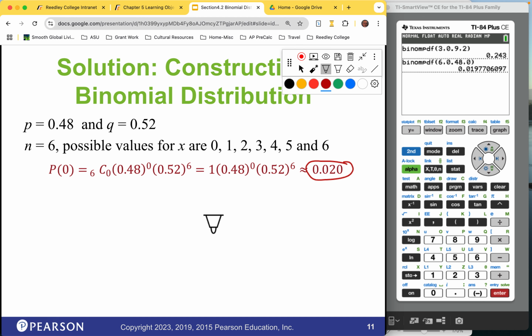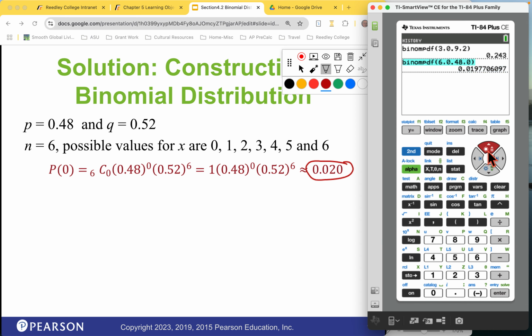So you could use the formula, or we can use the calculator. Which one would you like to use? Like the hard way? You do the easy way, the hard way. I don't care. But watch. We need to do the next one. I'm going to show you a little trick.